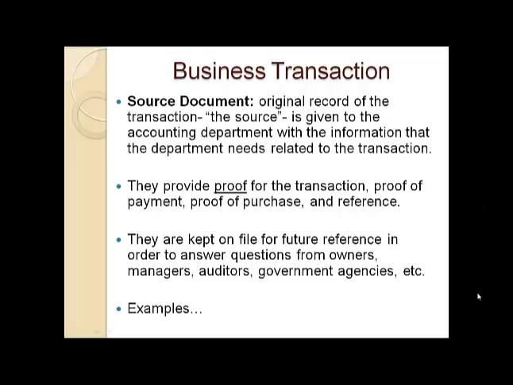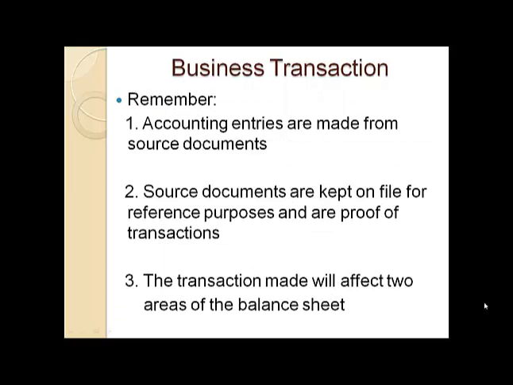All transactions are represented by a source document. A source document is the original record of the transaction. The source document is given to the accounting department with the information that the department needs related to the transaction. A source document provides proof that the transaction has occurred or that a payment must be made. They are kept on file for future reference in order to answer any questions from owners, managers, auditors, or government agencies. An example of a source document would be a receipt or a bill that you must pay.